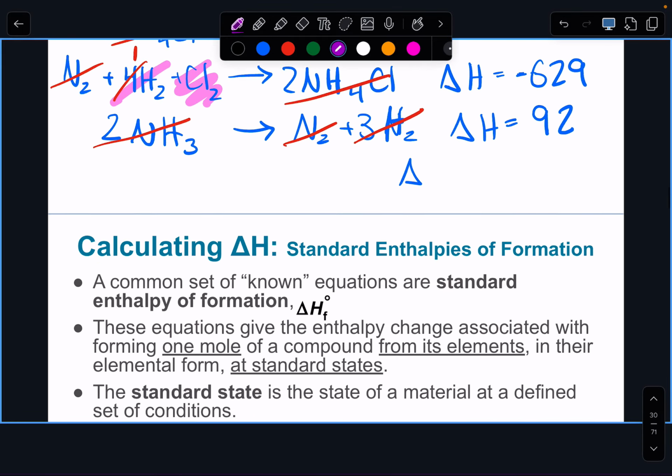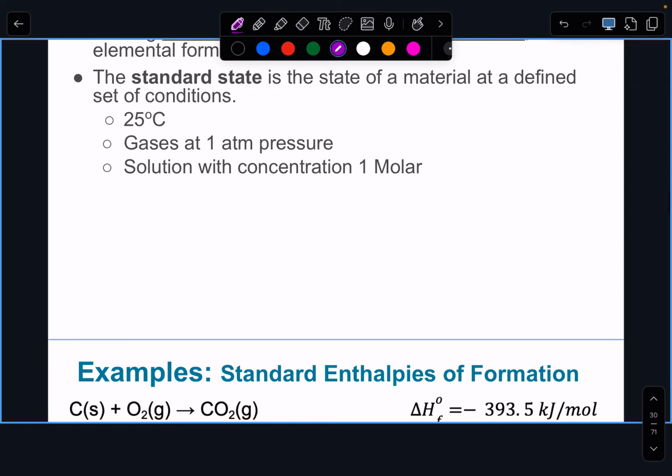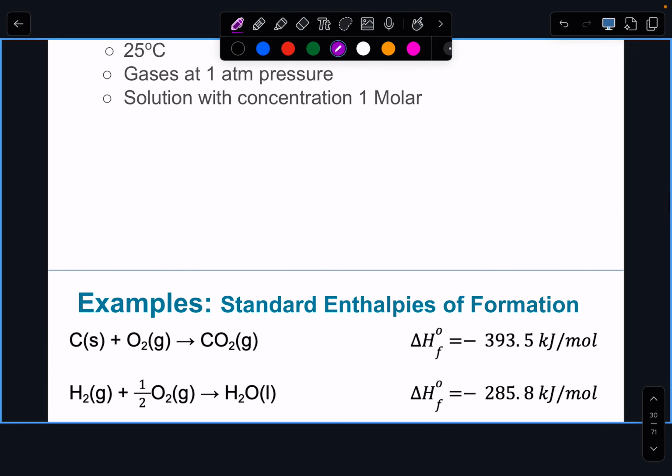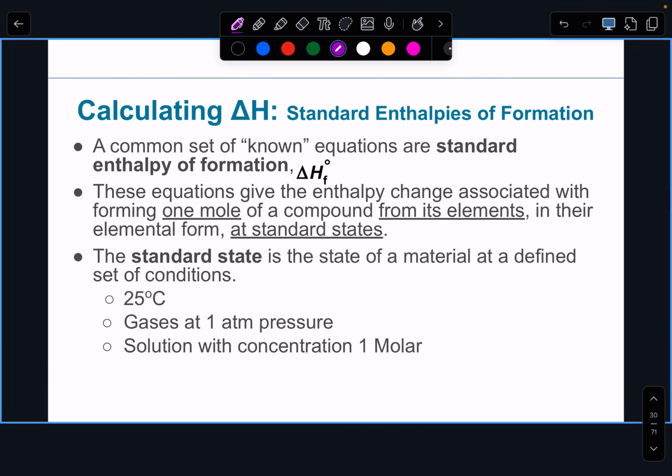Okay. So like I said, we are going to apply Hess's law to a new way to solve enthalpies. And it's going to be using these very specific type of reactions called standard enthalpies of formation. So standard implies what the conditions are at. So that's the first thing you need to know as part of this.